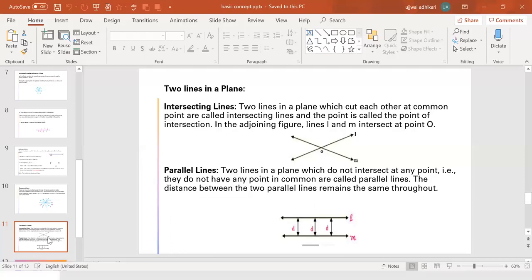Okay? If 2 lines are crossing with each other, that is intersecting lines. And if any 2 lines never intersect with each other and the distance between them is always constant, that is parallel lines. In this given figure, the distance between these two lines is always constant, d, d, d. That's why they are the parallel lines. Properties of the parallel lines will be discussed in the next videos.